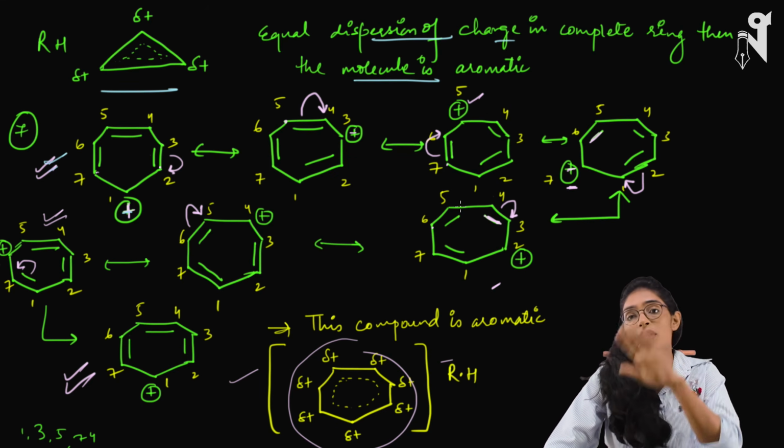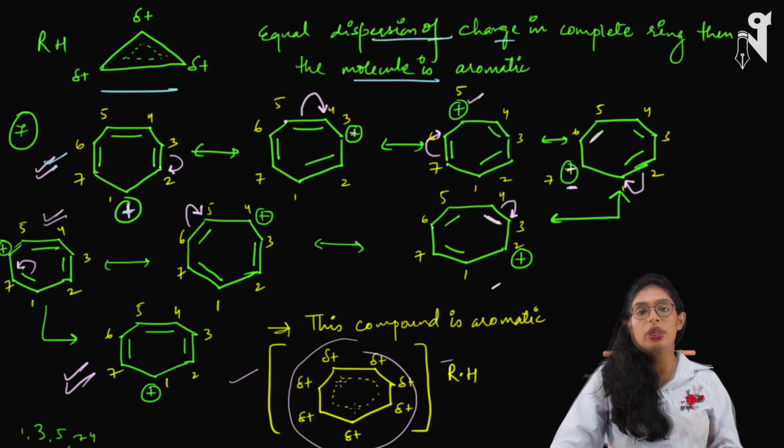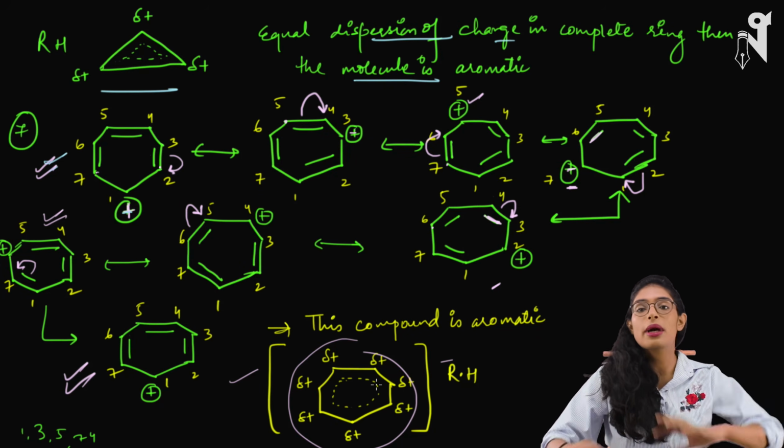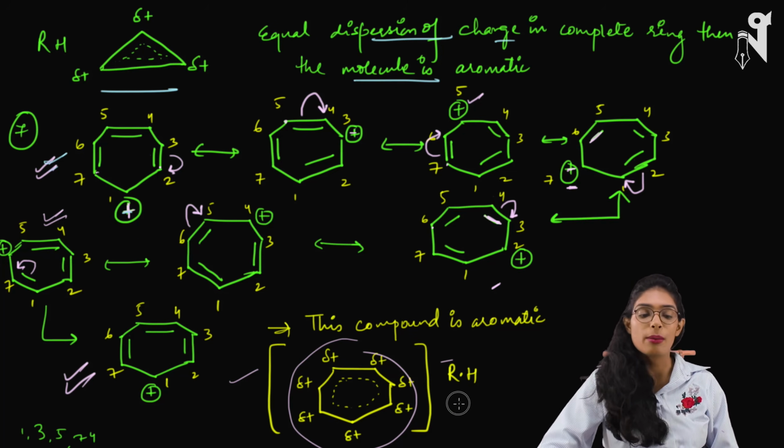So basically the plus charge has traveled everywhere, even the double bond has traveled everywhere. So it is distributed throughout in the ring. All the positive charge is equally distributed among all the carbons, and the double bond, or pi electrons, are also completely distributed among all the carbons in this compound. So this compound is aromatic.